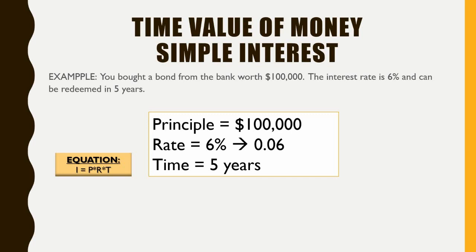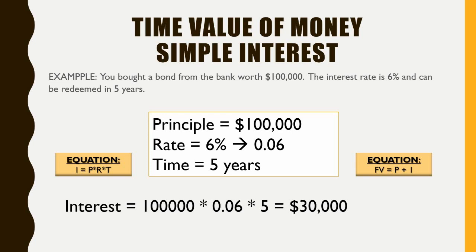So in this case, let's go ahead and solve for it. What is the principal times rate times time, or what's the interest going to be? We're going to take $100,000, multiply that by 0.06, and then multiply that by the 5 years. So my total interest that I will be collecting is going to be a total of $30,000. 100,000 times 0.06 should give you 6,000, and then you times it by 5 should give you 30,000.